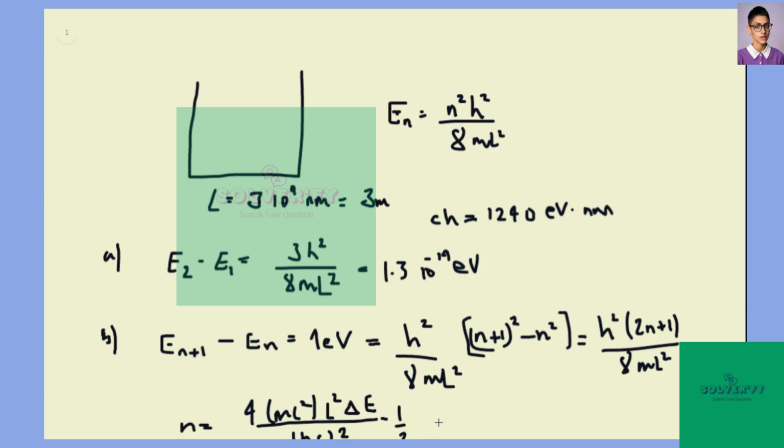This ultimately leads to the fact that n should be equal to 1.2 into 10 power 19. So you see the value of n is very large. It is almost 10 power 19. So the quantum number in this case is 10 power 19.